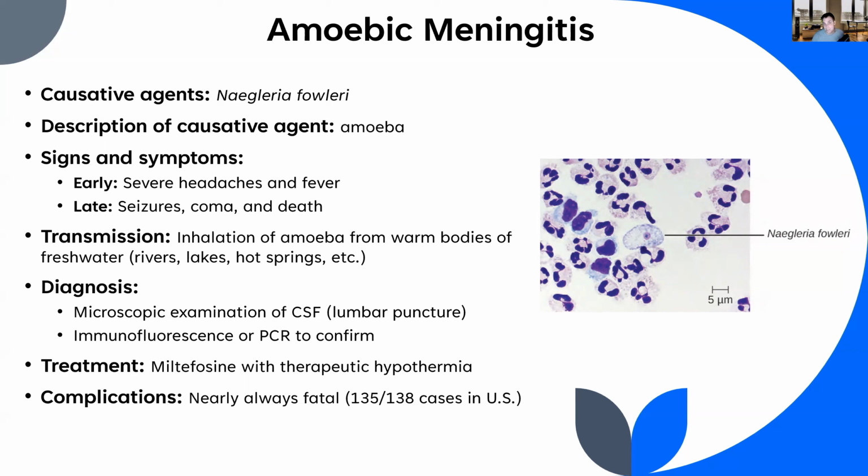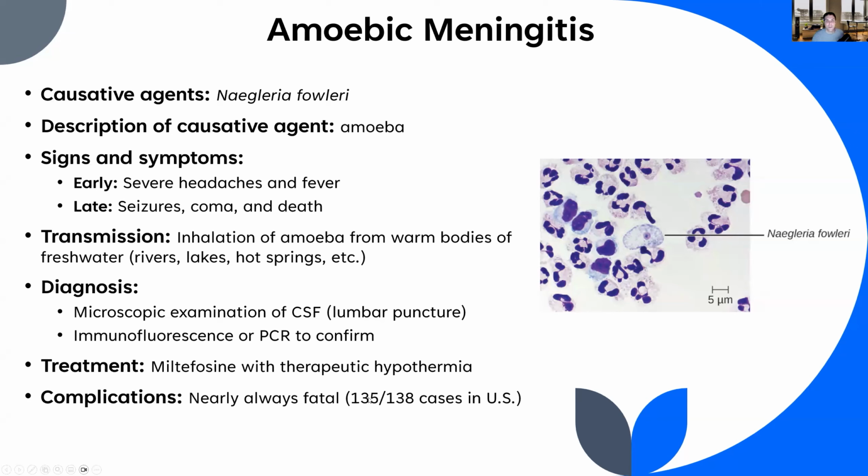I'll give an example: Minnesota. It's been found in Minnesota, where we don't believe it used to live, because those lakes are staying warmer for longer. Signs and symptoms early on: severe headaches and fever, and then later on seizures, coma, and death. This is almost always fatal, as you can see down here.